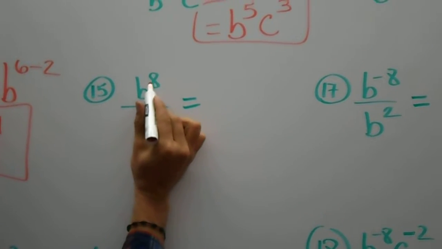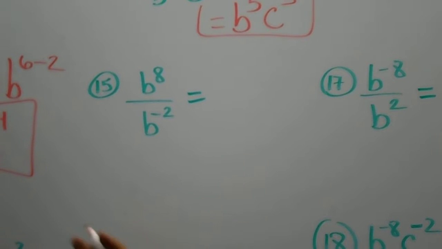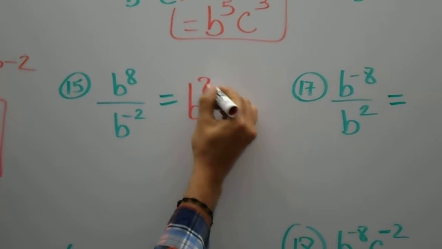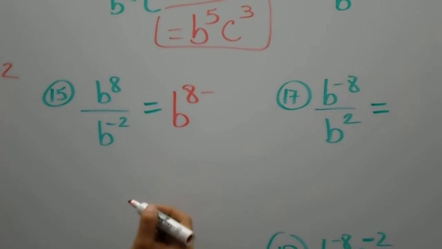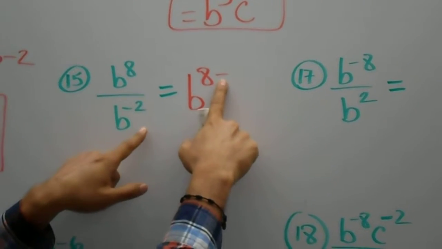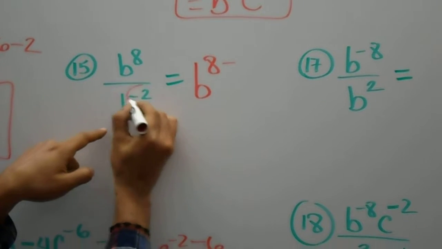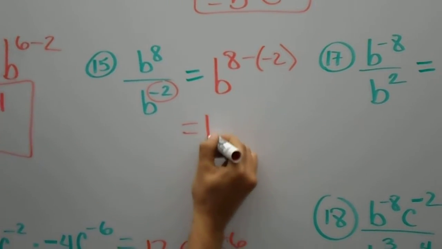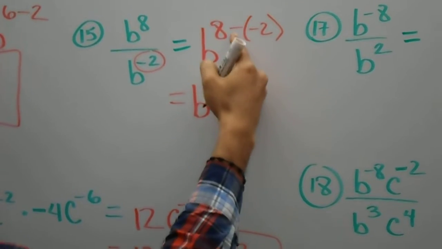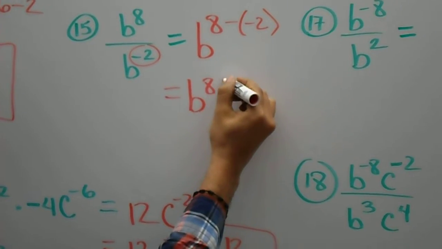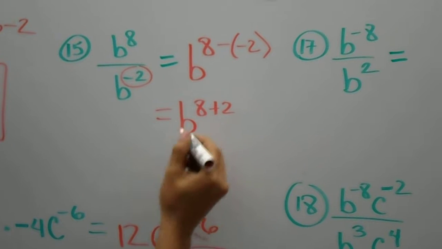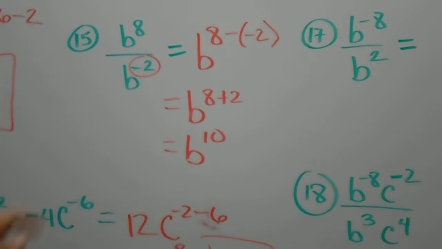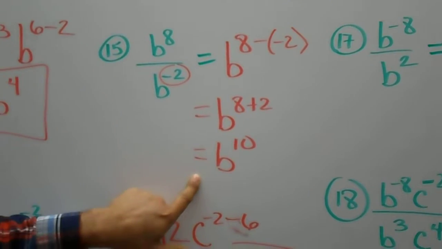Number 15. Notice that this is positive and then this is negative, but the same concept applies. You copy the numerator as is, and then you subtract the denominator. But notice I put a subtraction, and then I'm going to put this, the entire thing, on the minus 2. This is going to be b to the 8th. Negative times negative is positive, so it becomes positive 2, and therefore the answer for this is b raised to the 10th power. So that's important to know.